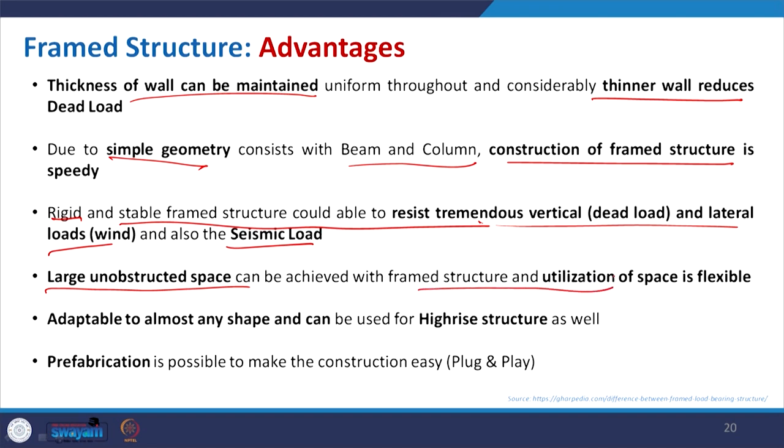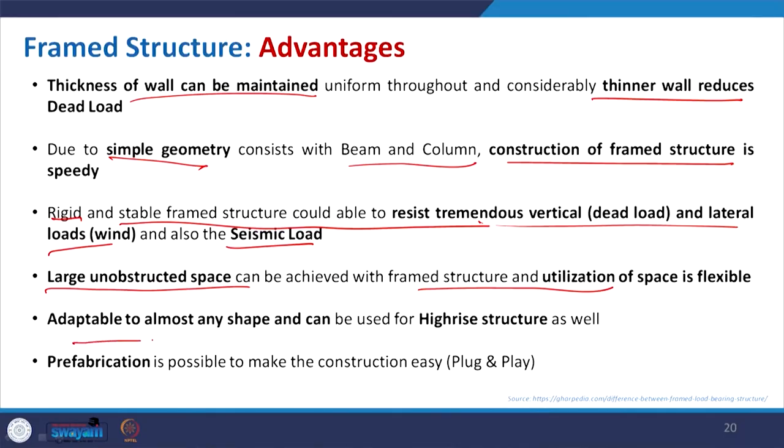So in a frame structure, the utilization of space will be more. We can use the interior space more due to the reduction of the cross section of the wall as well as the column. It is adaptable to almost any shape. With steel, different kinds of forms can be generated, and concrete during construction is in semi-liquid form, so whatever form you would like to give, with proper design it can easily go with any shape. That is another advantage of the frame structure, which was missing with load bearing, where you have a limitation in design.